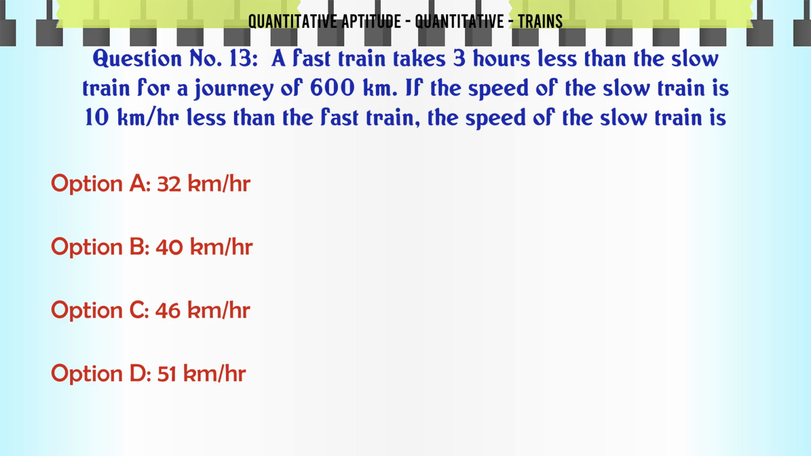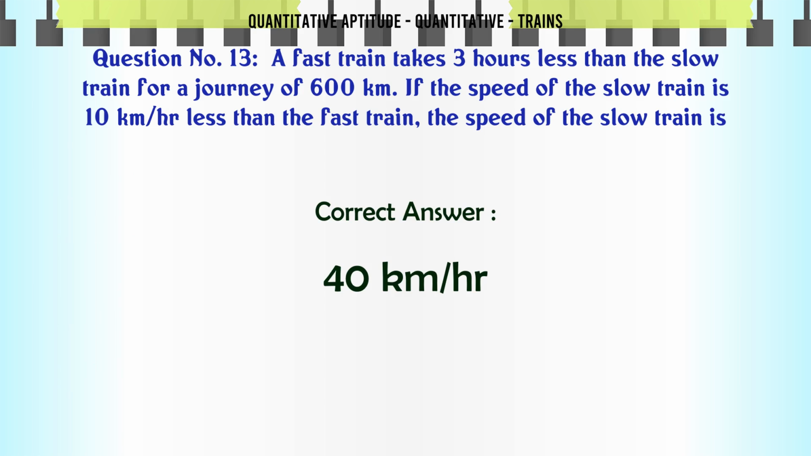A fast train takes 3 hours less than the slow train for a journey of 600 kilometers. If the speed of the slow train is 10 km/h less than the fast train, the speed of the slow train is A 32 km/h, B 40 km/h, C 46 km/h, D 51 km/h. The correct answer is 40 km/h.